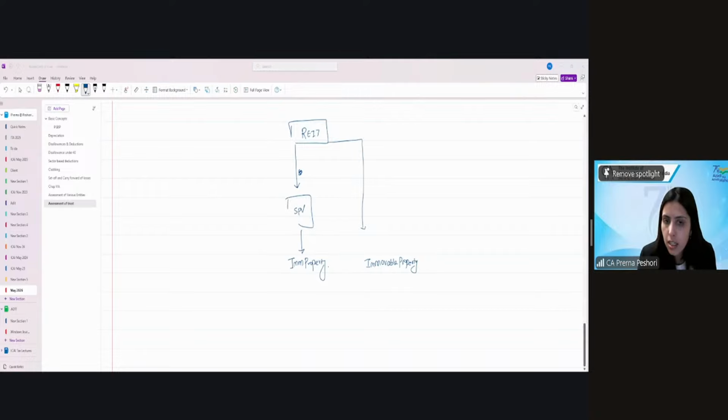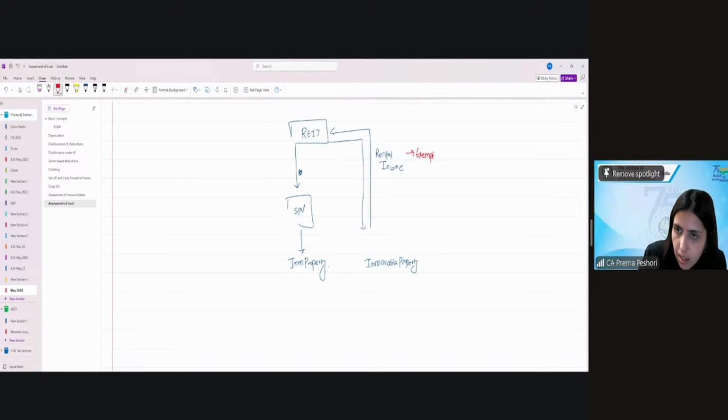Fine. Now, in respect of first, we will talk about the direct holding in the immovable property. So, when it is directly holding the immovable property, it can earn the rental income. Correct? Now, what will be the taxability of this rental income? This rental income will be exempt in the hands of REIT. This is exempt in the hands of REIT under section 10(23FCA).